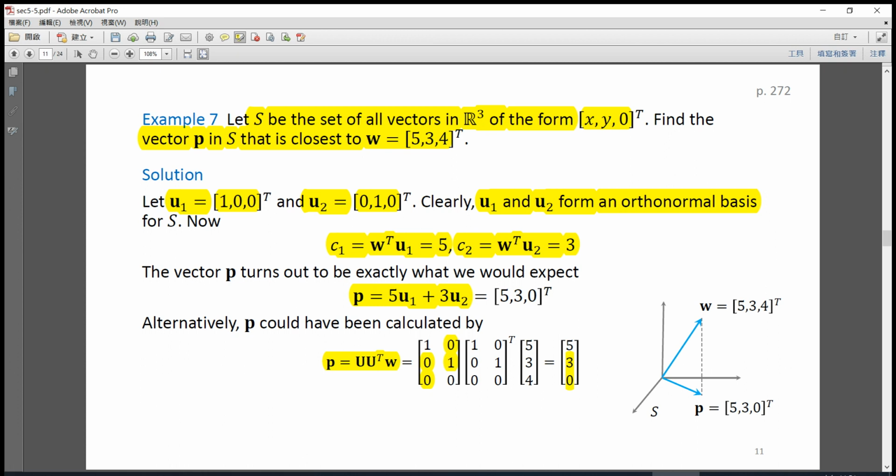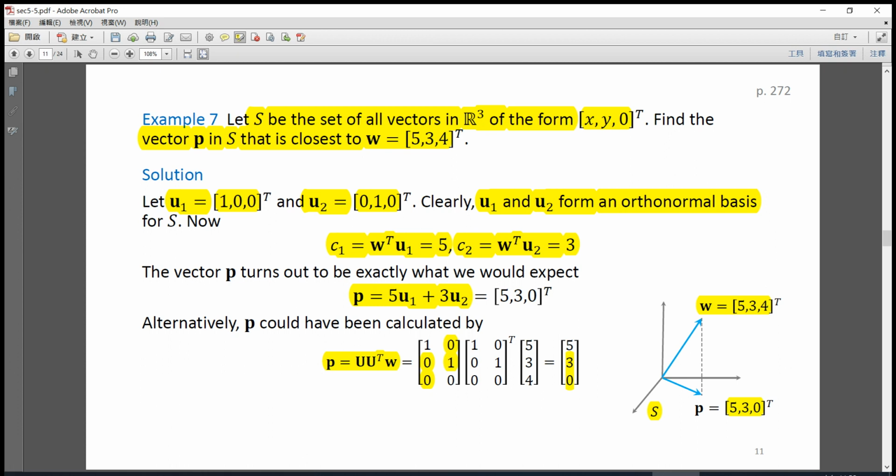We can use the right-hand side figure to visualize example 7. W is a vector in R3, and S is the xy plane. Then the element in S that is closest to W is (5, 3, 0). And we know that because P is in the xy plane, the z component of P is 0.